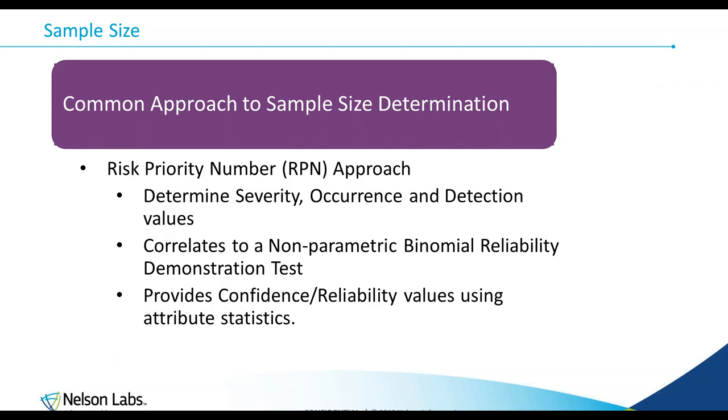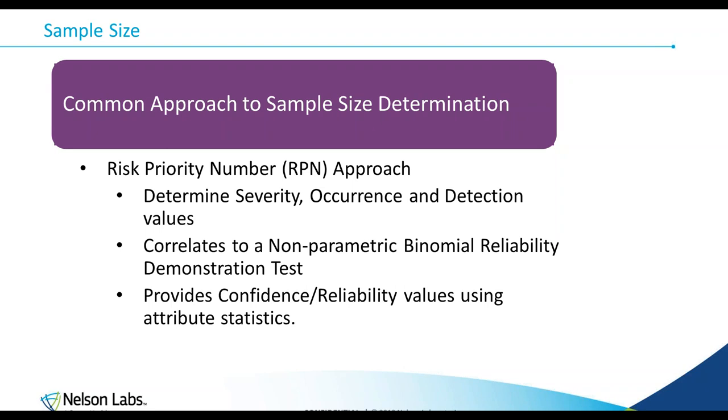A common approach to sample size determination in our industry is the risk priority number approach. In the RPN, we look at three factors. One is to determine the severity. What is the risk to the patient should there be a breach in the sterile barrier? These are rated on a scale of 1 to 10, 10 being the most severe. For example, if there is a potential breach in the sterile barrier and the risk to the patient is that the patient can be permanently damaged or die, then you would assign it a 10. If it's a non-patient contact device and there's no risk to the patient, you would assign it a 1. We also look at the occurrence and the detection values.